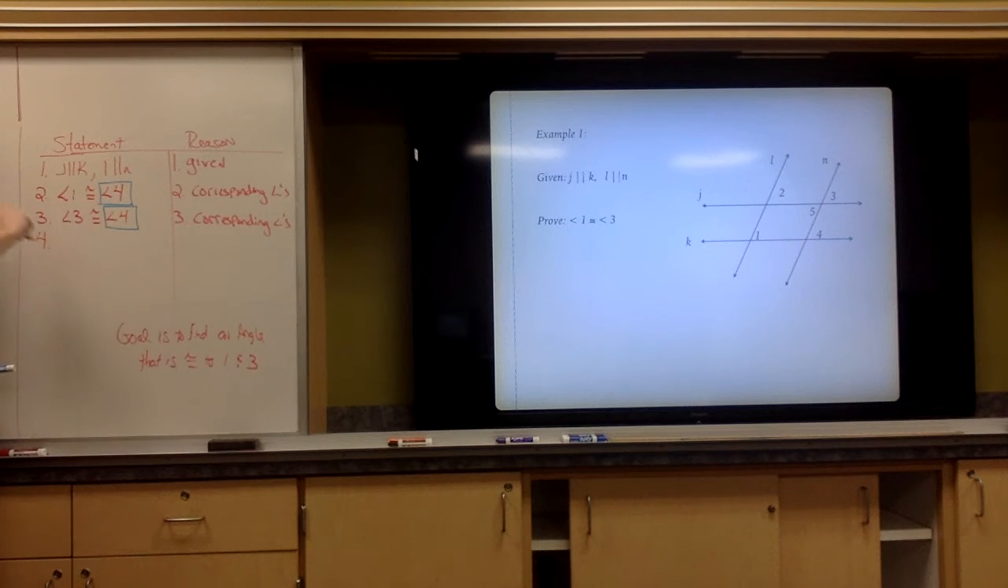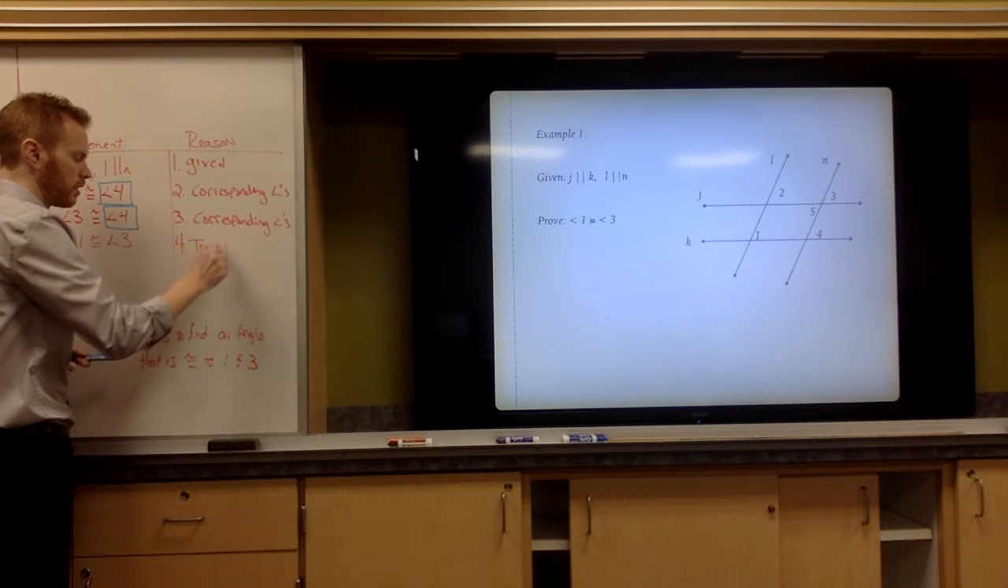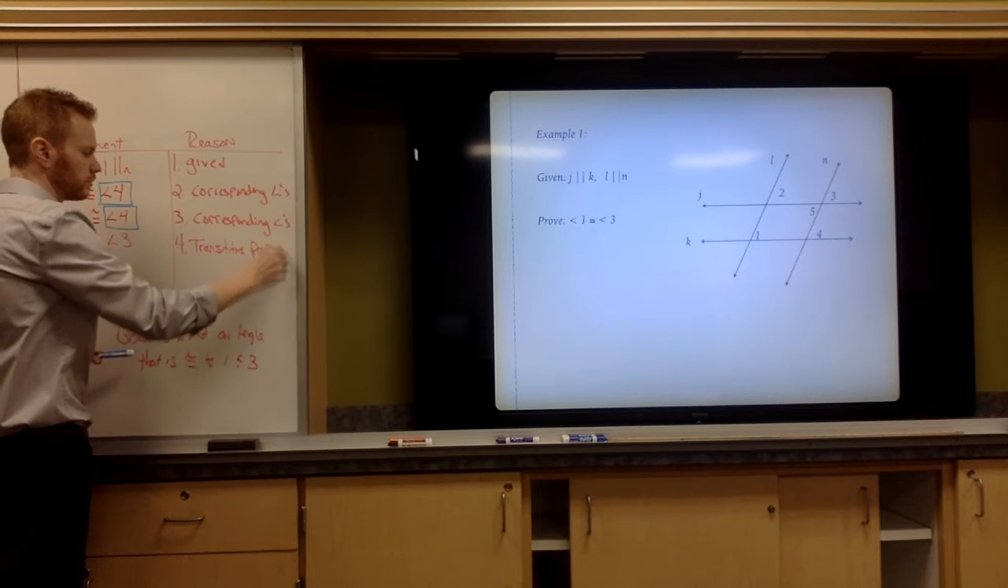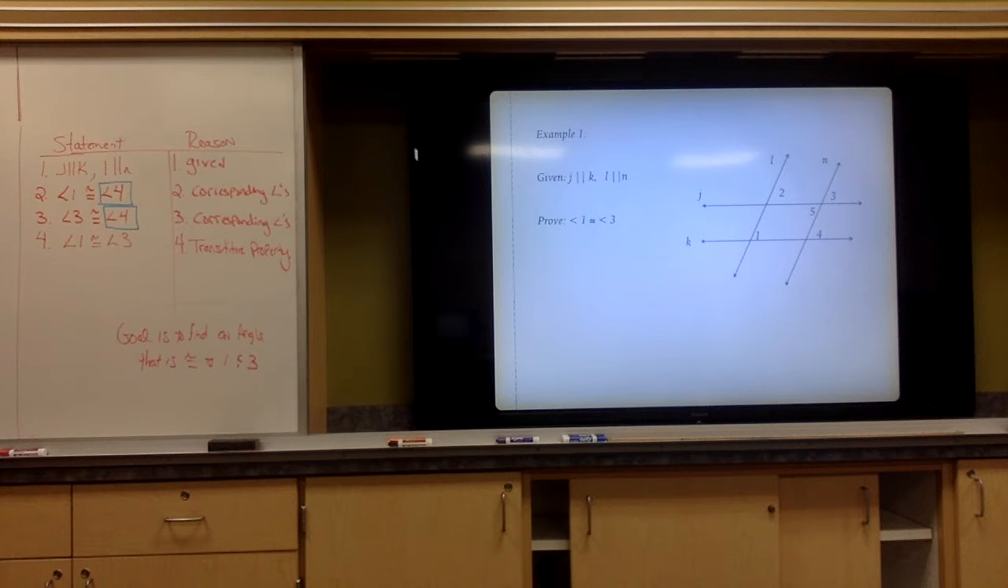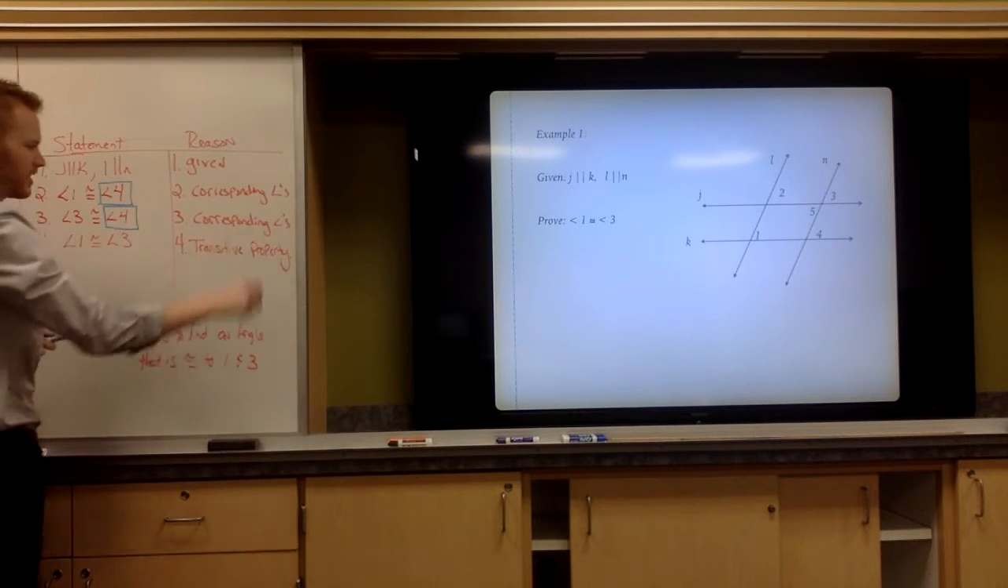So we just told the reader, the person looking at this problem, we made the connection for them that 1 and 3 have angle 4 in common. So therefore, 1 has to be the same measurement as 3. Now here's where the reasoning comes into play that you might not remember, but this is called the transitive property. And I spelled transitive wrong. Hold on. Transitive property, okay?